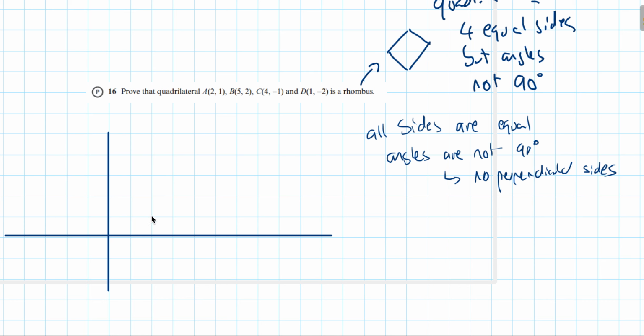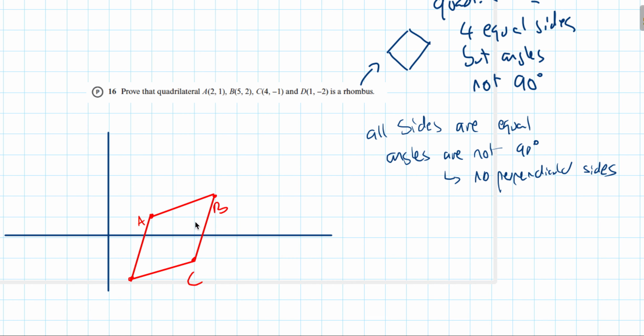So we've got point A, which is at x is 2, y is 1. We've got point B, which is at x is 5 and y is 2. We've got point C, which is at 4 and minus 1. And we've got point D, which is at 1 and minus 2. So this gives you your rhombus.